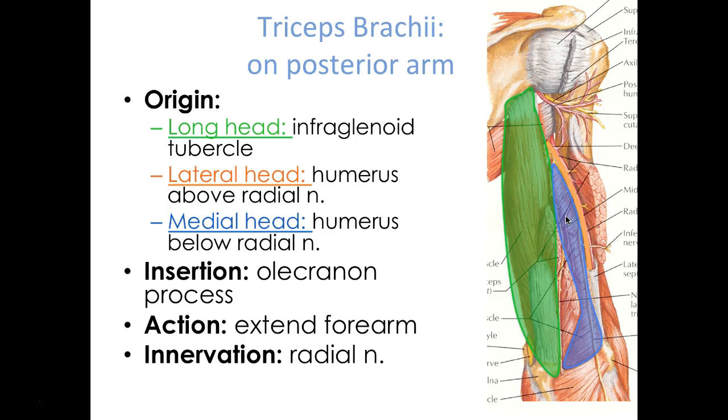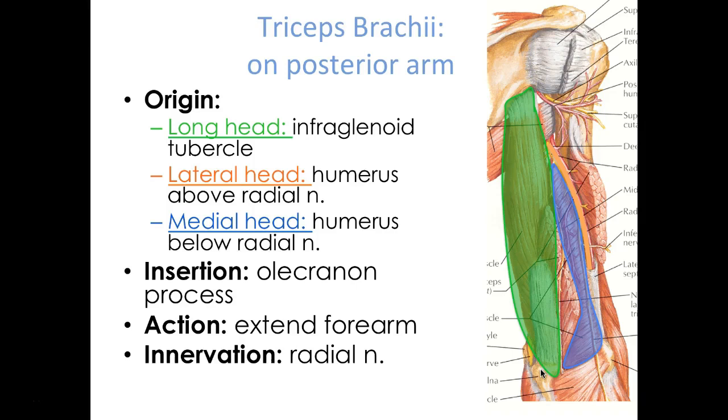So let me pull this away real quick. When we cut away this lateral head here, you can see this radial nerve. And this radial nerve is the one that innervates this muscle, okay? So what we're left with is your medial head, and this is originating from the humerus below the radial nerve. And all of these will insert into the olecranon process, or your elbow. So when we contract this muscle, it is going to extend our forearm at the elbow.